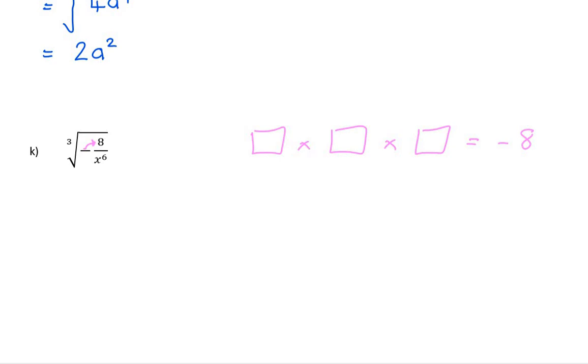So, I know that 2 times 2 times 2 would give me 8. So would you agree that negative times negative times negative would give me the negative? Because a negative times a negative makes a positive, and then times a negative would give me back my negative. So the cube root of negative 8 would be negative 2, and if I have x multiplied by itself 6 times, there would be x squared in each group.